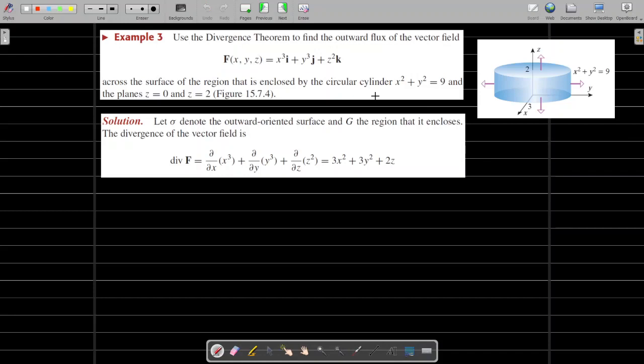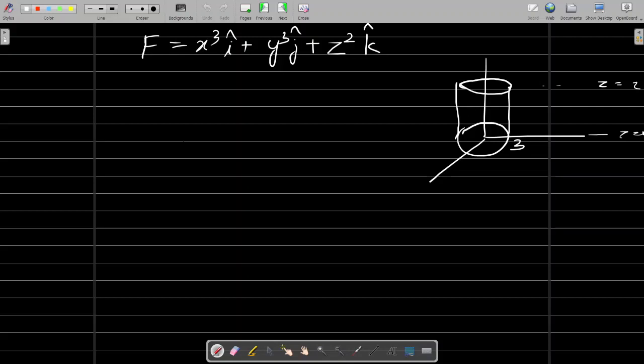Now you have to use the divergence theorem to find the outward flux of the vector field across the surface of the region that is enclosed by the cylinder and the planes z equals 0 and z equals 2. So this is your given solid G. So first let's evaluate the divergence of F.